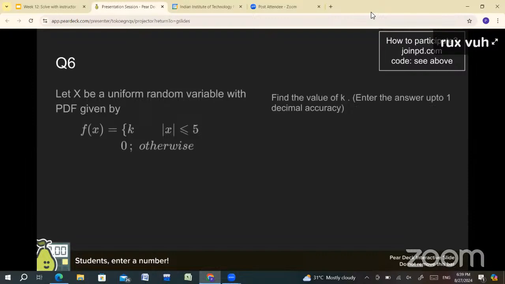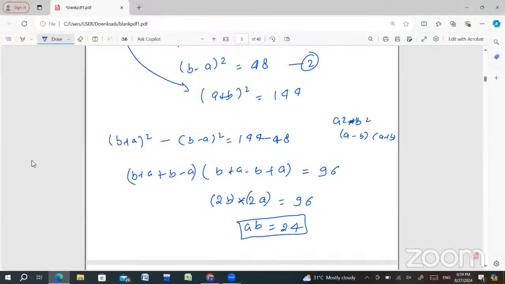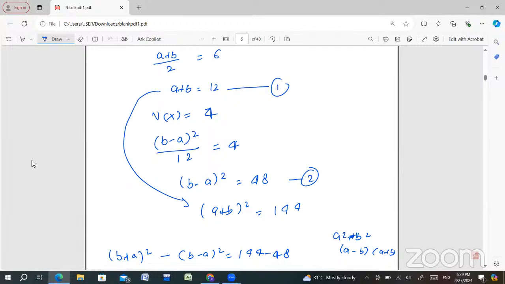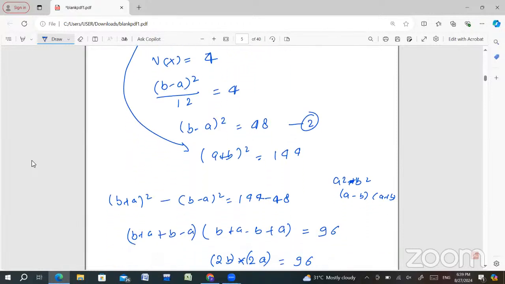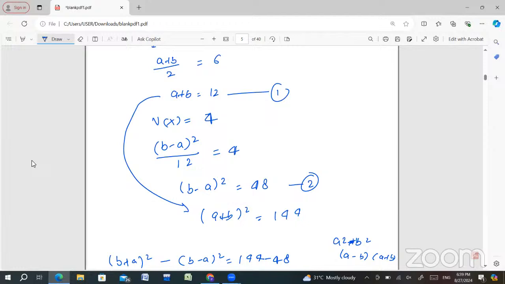Ma'am, in the previous question, we will do the sum of (a plus b) whole square and (b minus a) whole square. See, ma'am, what is given? In the last question I made a mistake, that's why. See, we are having two equations. a plus b equals 12, so from here you can write (a plus b) whole square will be equal to 144, right? And we have (b minus a) whole square equals 48, right?